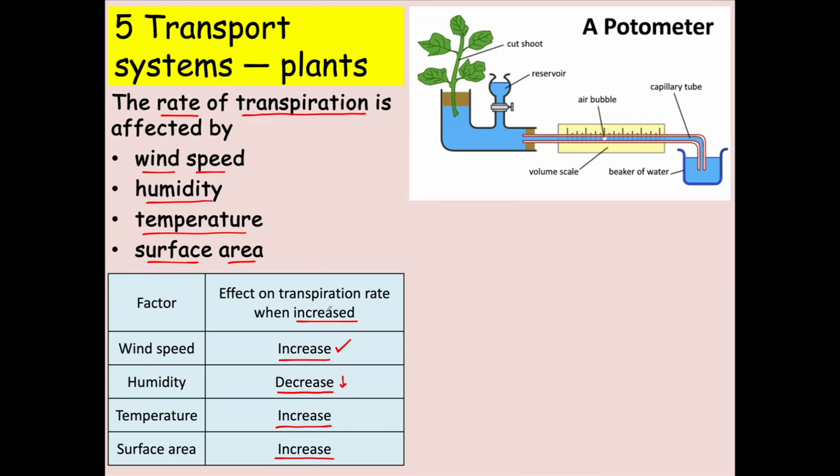And the way I remember this in my head is I just remember increase for wind speed, temperature, and surface area, and decrease for humidity. Humidity is the odd one out. That's the one where if you decrease it, it actually causes an increase in the rate of transpiration.